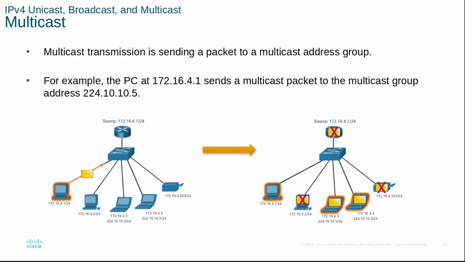Now, multicast packets are sent to a multicast address group. These are from one source to more than one destination. These can be used for things like routing protocol updates. EIGRP and OSPF both use multicast packets to send routing updates. Other things use them too.